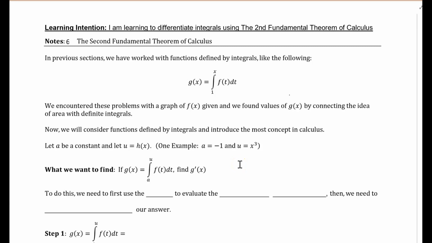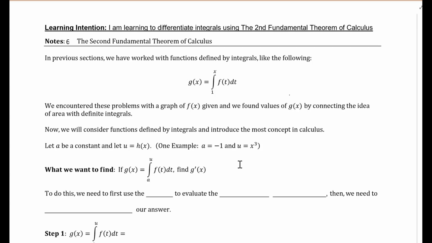Hello, welcome to this video 6-6, and we are going to talk about the second fundamental theorem of calculus, which is a very important and common concept across calculus, and that's what our learning intention is to do today: to utilize the second fundamental theorem of calculus to differentiate integrals.